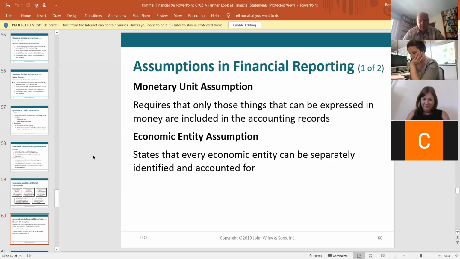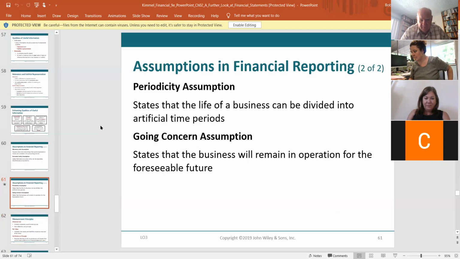I could probably skip this. They're assuming that we can measure everything in money, that we can measure everything in a currency of some kind. And the economic entity assumption, it just means that any business can be analyzed. I think I'm going to go through these a little more. Oh, God. Here's a word you have never, ever used in your life.